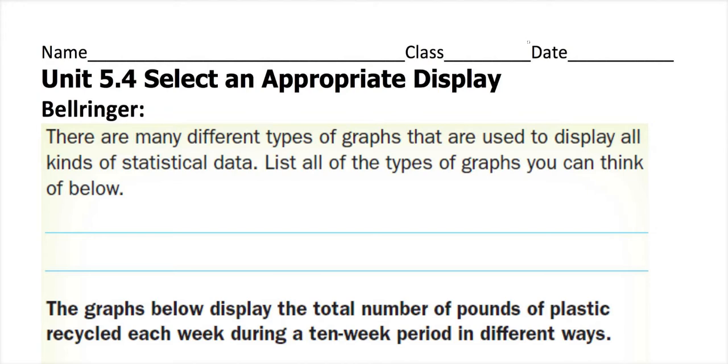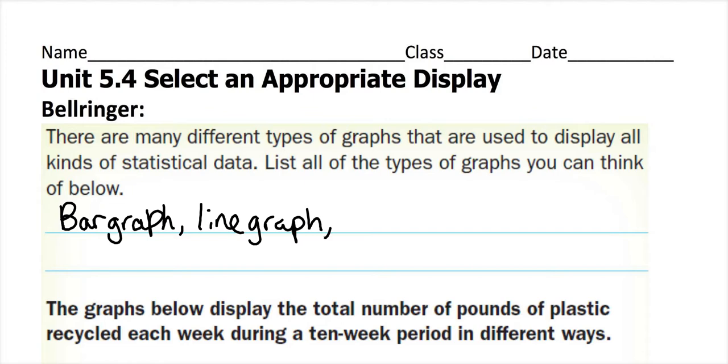It says there are many different types of graphs that are used to display all kinds of statistical data. List all of the types of graphs you can think of. All right, so here are some that I came up with. These can be in any order. So we have a bar graph, of course. We have a line graph. We have a box plot, or sometimes it's called a box and whisker plot.